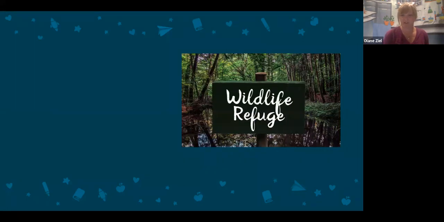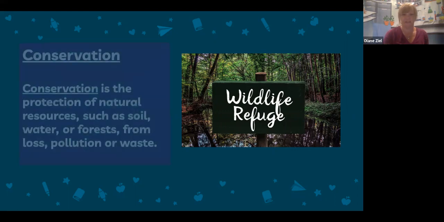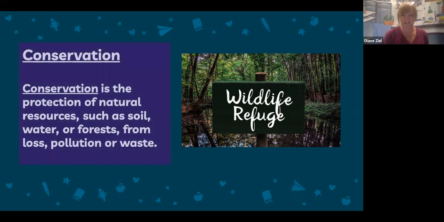Here you see a picture of a wildlife refuge. What vocabulary word does this example remind you of? If you said conservation, you're right on track. Conservation is the protection of natural resources such as soil, water, or forests from loss, pollution, or waste.